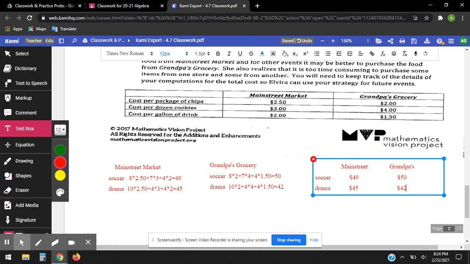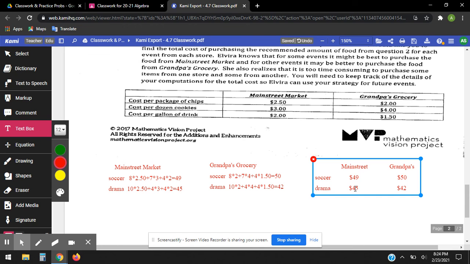All right. So this is how we've set that up into a matrix. So you can easily see, oh, well, Main Street's soccer total is going to be 49, Grandpa's will be 50. You know, if we're trying to figure out who's cheaper overall, this one's 94 between the two. This one's only 92. So only a couple bucks difference depending on where they go.